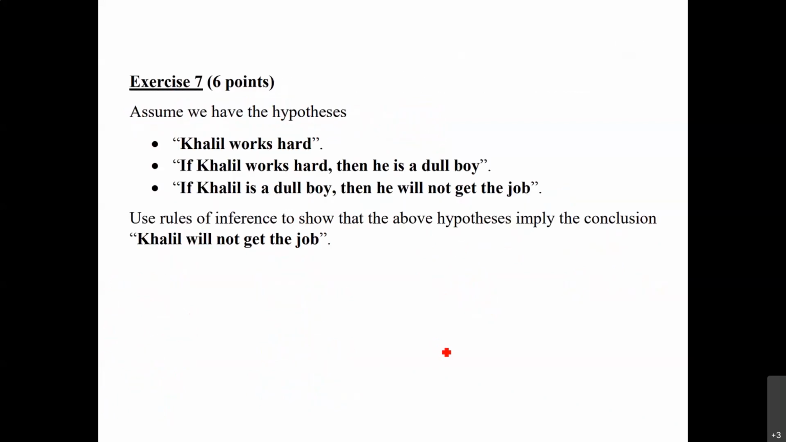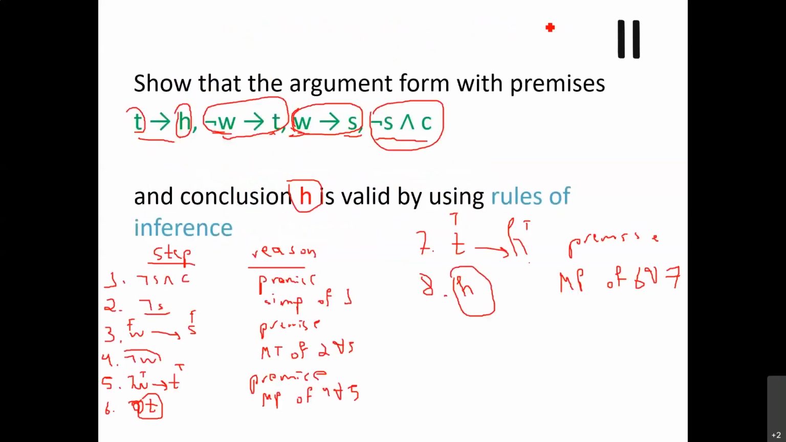Exercise 7. Assume we have the hypotheses, the stuff. Use rules of inference to show that the above implies this conclusion. So same as before, but now we're given a bunch of English sentences. And there's I think like 3 ways we can approach this. Way 1, we can try to use like the normal propositions that we know. Like we can say, hey, P means the first sentence. Khalil works hard. That could be the first sentence. And then you make Q and so on, and it'll look exactly like what we were doing here.